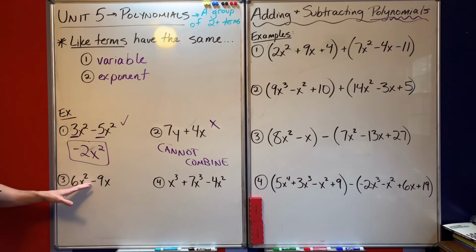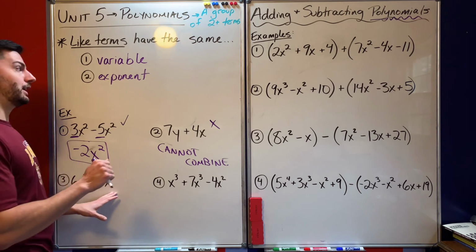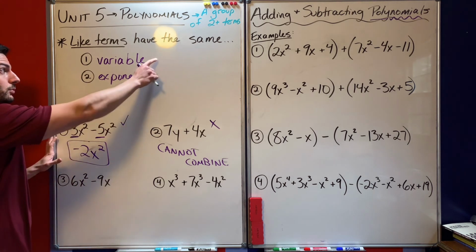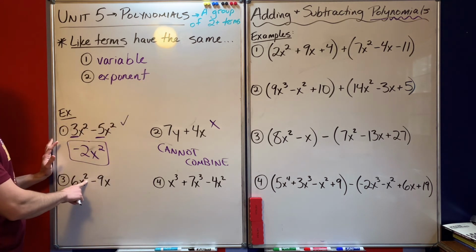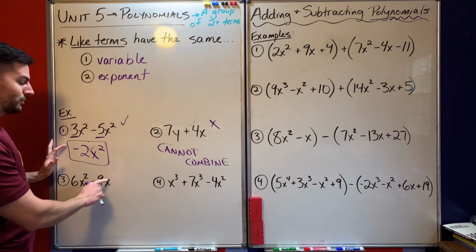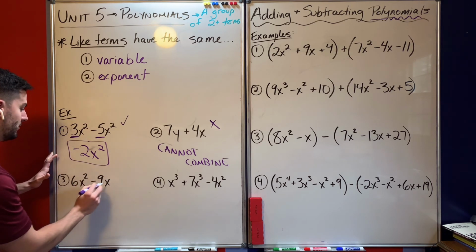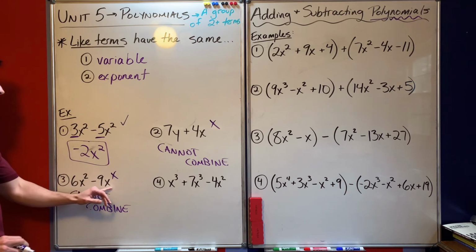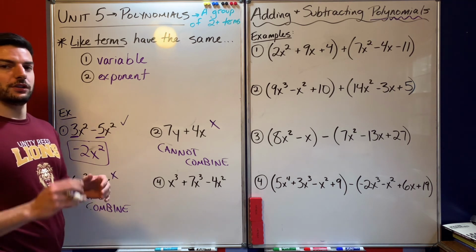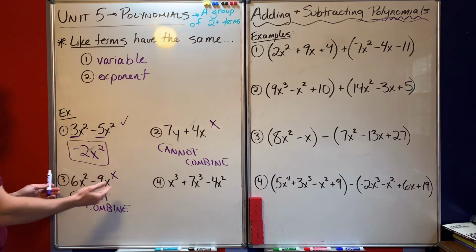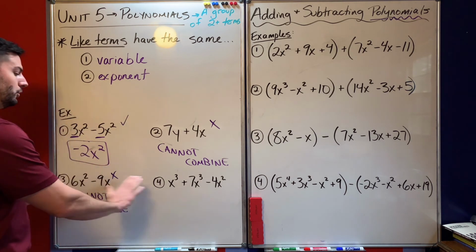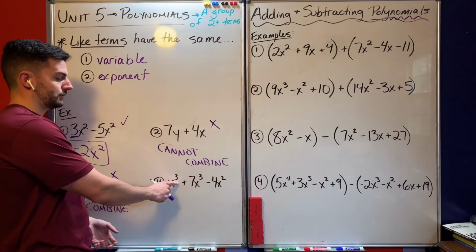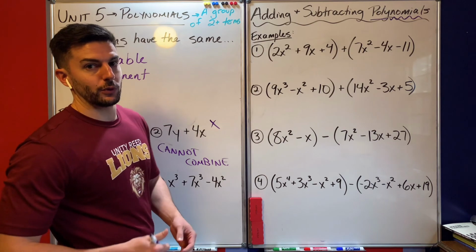Number 3, 6x squared minus 9x. Can I combine those? Same variable? Yes, they're both x's, so that part works. Same exponent? This has a 2 exponent, this doesn't. So we cannot combine these either. They are not like terms. Even though they both have the same letter, the different exponents mean I can't combine these. No good.